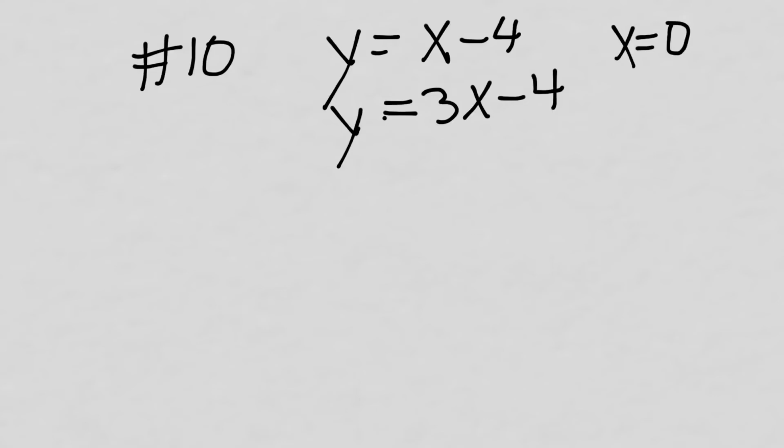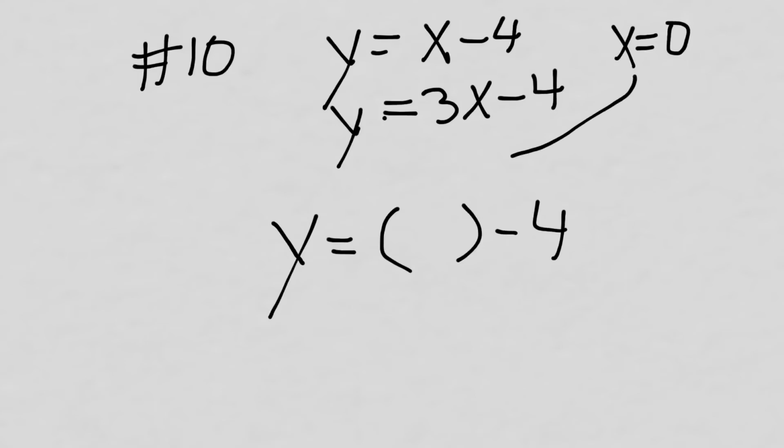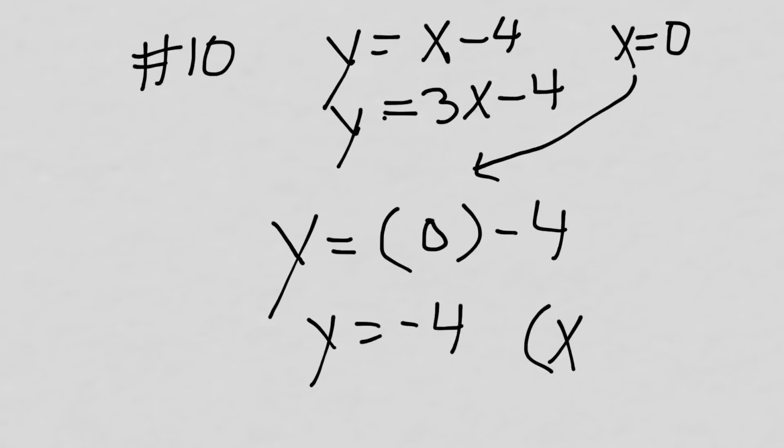Right, pick either equation. The first one looks the easiest. Y equals x minus 4. I put the 0 in, and I get y equals negative 4. That makes my answer x equals 0, y equals negative 4. In XY coordinates, I write it like this: x equals 0, y equals negative 4.